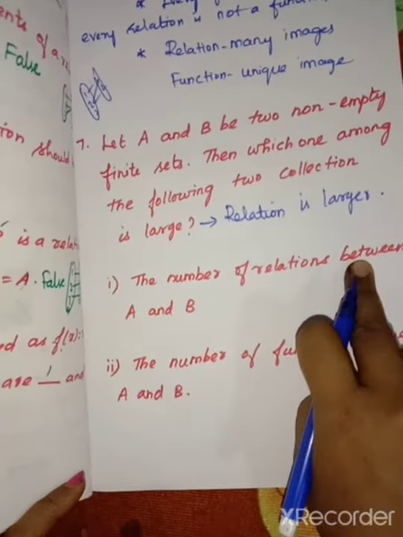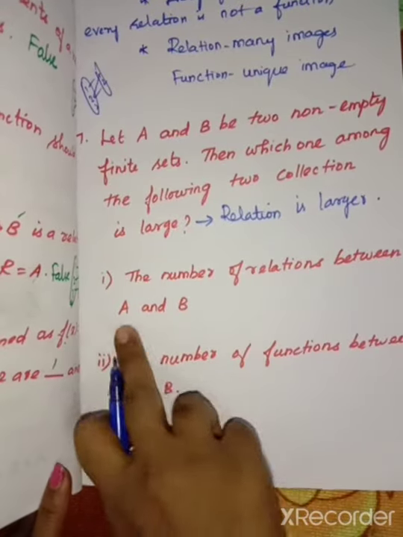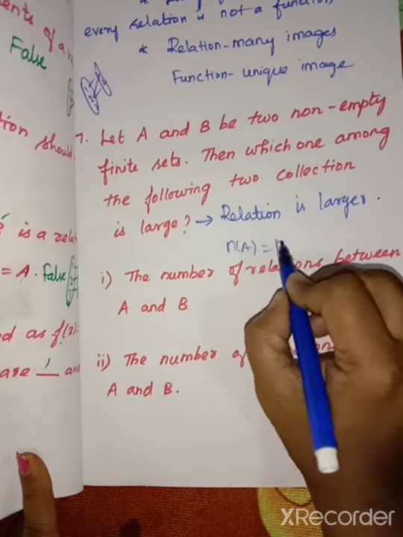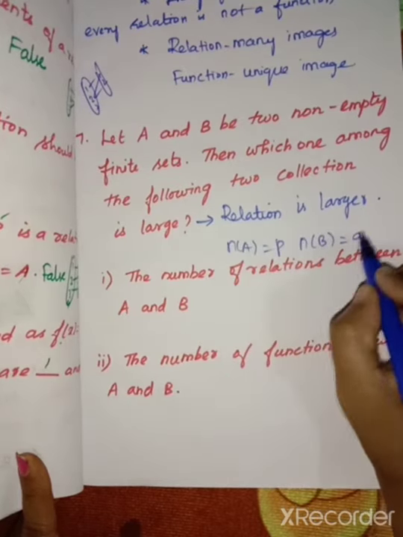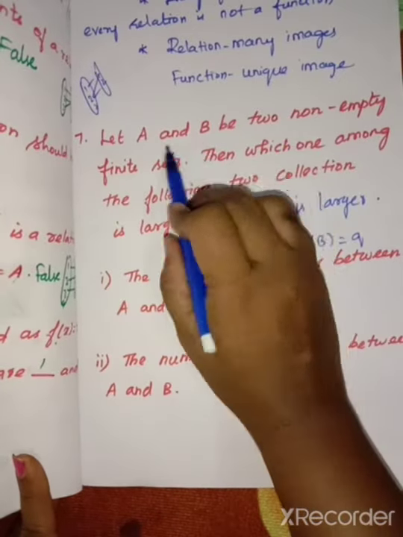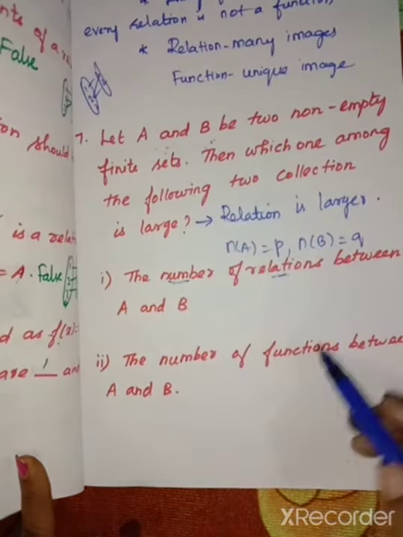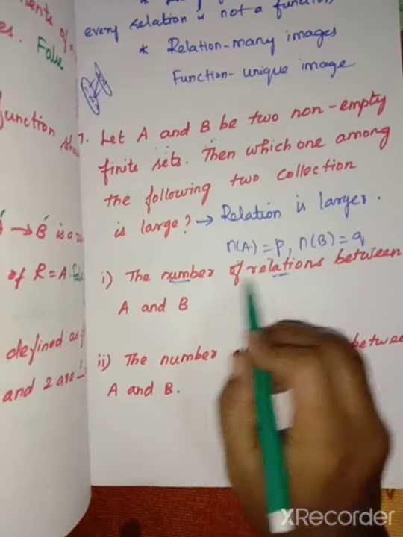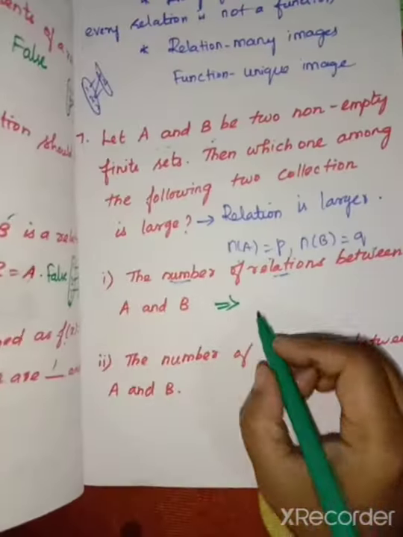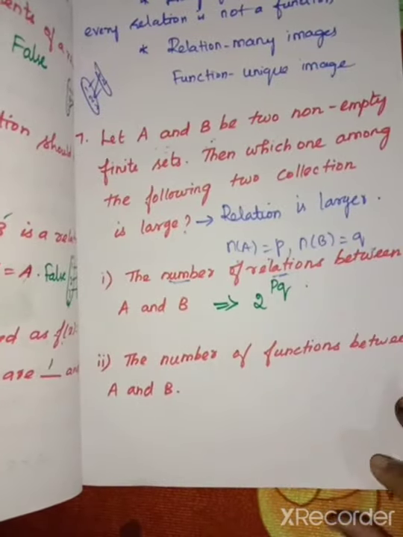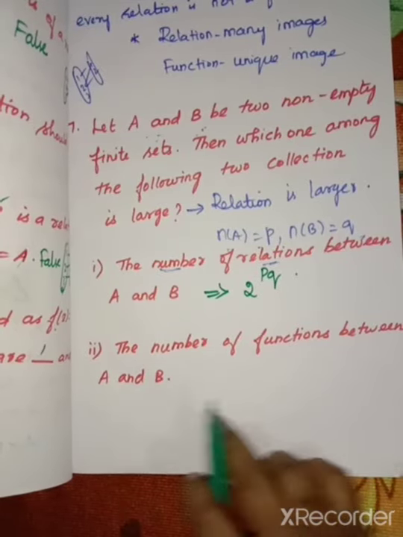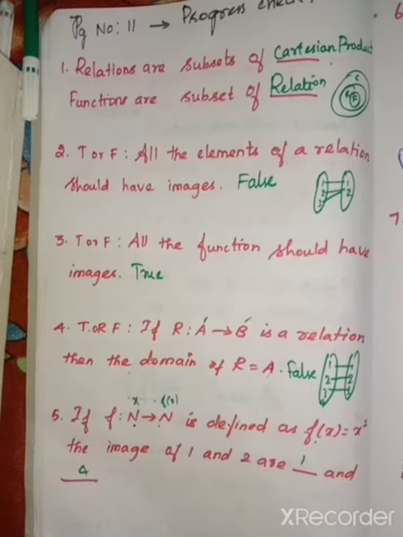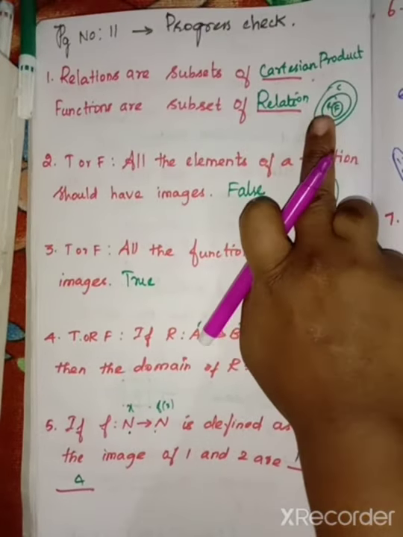Then in the first subdivision they ask for the number of relations between A and B. There is one formula: n of A is considered as P, and n of B is considered as Q. Here we have two sets, A and B. So the number of relations is 2 power PQ. Then the number of functions between A and B also has a formula, that is Q power P. Again I remind you, this you know, it is in the book itself.